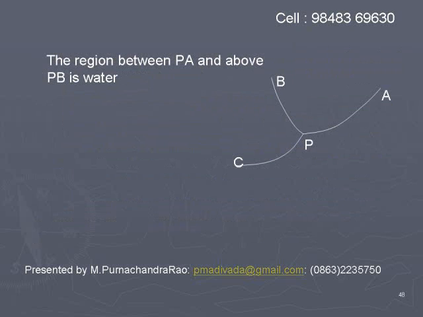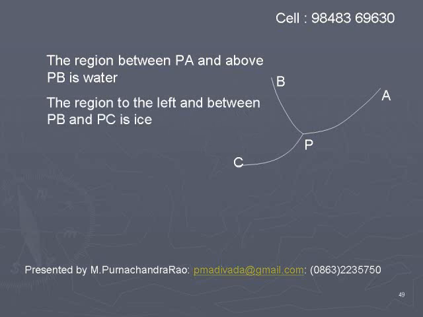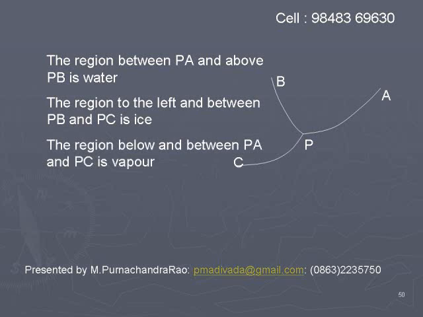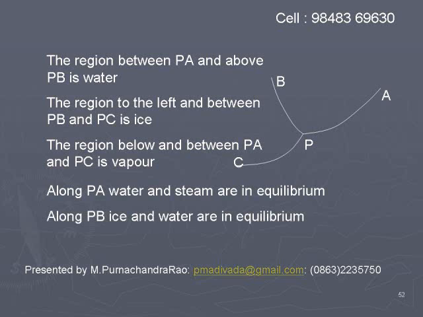The region above PA and PB is water. The region to the left and between PB and PC is ice. The region below PC and PA is vapor. Along PA, water and steam are in equilibrium. Along PB, ice and water are in equilibrium. Along PC, ice and vapor are in equilibrium.